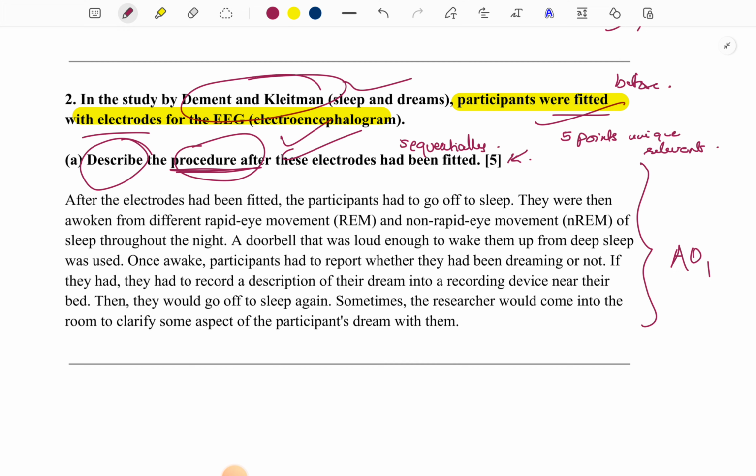Okay, in the answer, there's nothing great. It is from what is given in the procedure itself. After the electrodes had been fitted, participants had to go off to sleep. Like I told you, think and write, it will be interesting for you. Some students will write that after the electrodes were fitted, they were woken up from REM and NREM sleep. This happens when you're writing mindlessly, when you're not thinking, does it make sense what I'm writing? You fitted with electrodes and then they were woken. Where's the part that they went off to sleep?